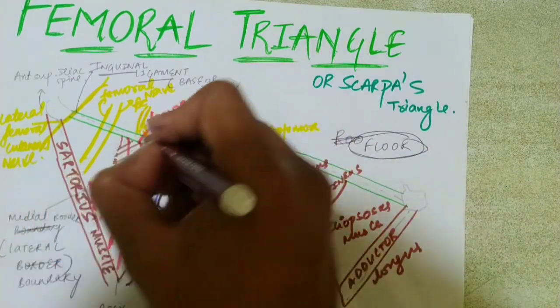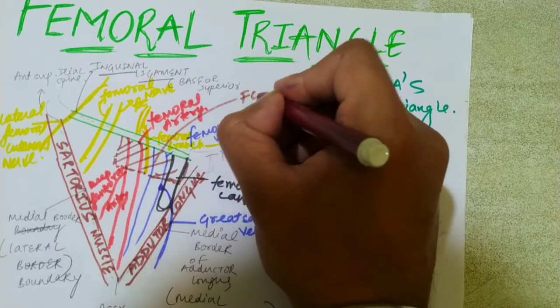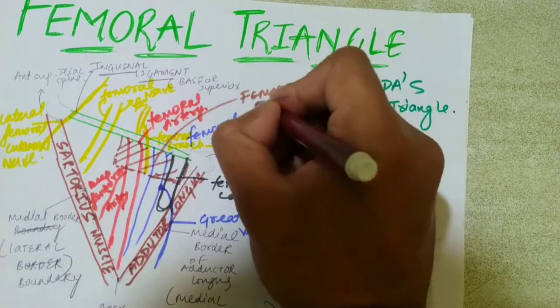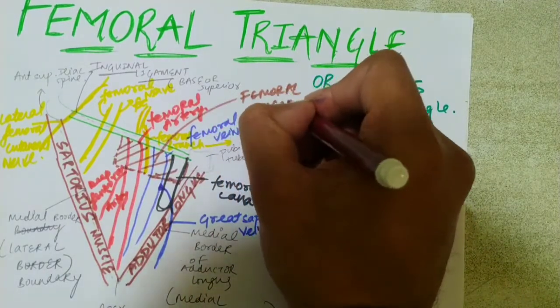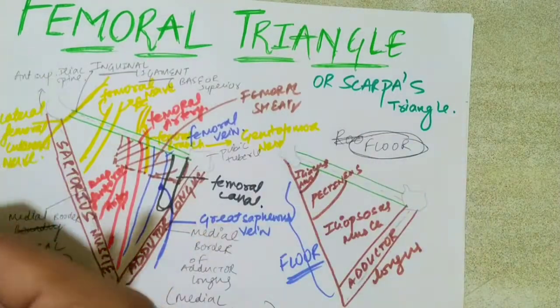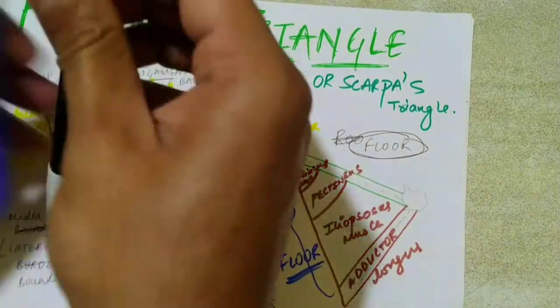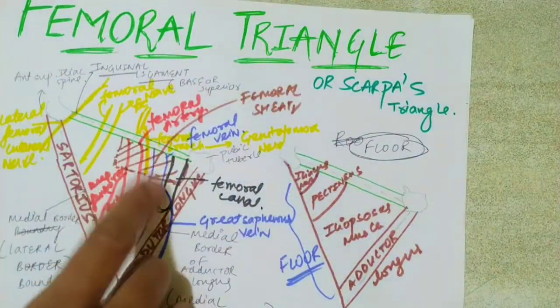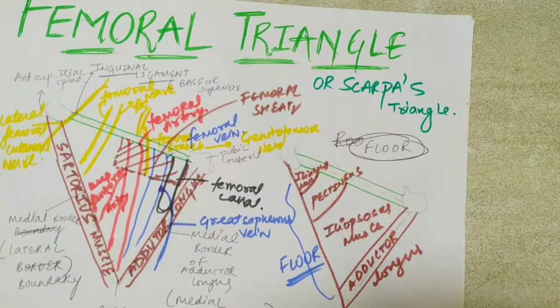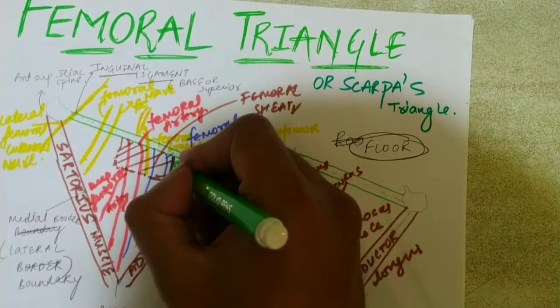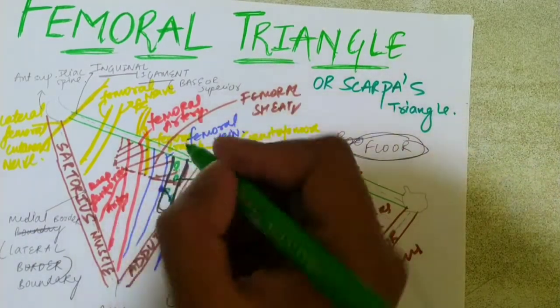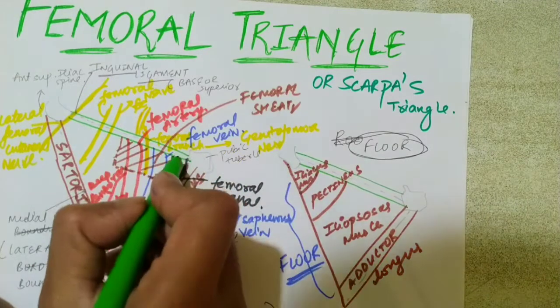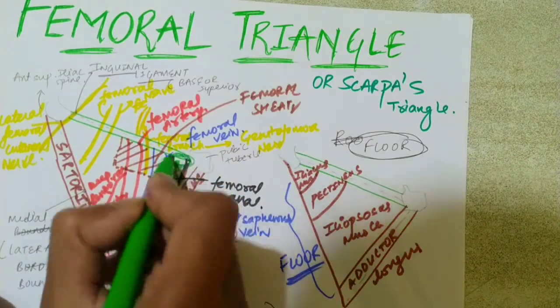This brown one is your femoral sheath, which is holding these veins and this femoral canal like this. This femoral sheath is holding these arteries, veins, and canal. In the canal, you know that there are lymph nodes present. In the canal, you can see lymph nodes here. And the femoral canal's proximal region is called the femoral ring. So here the femoral ring is present.